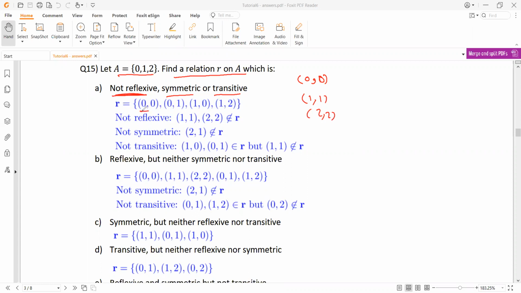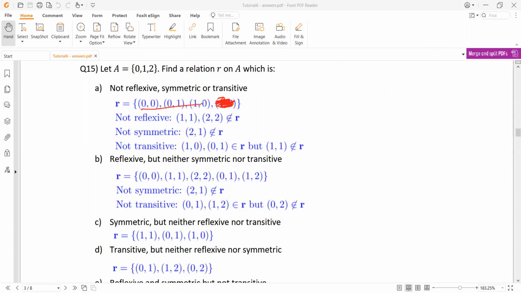So I'm gonna add 0 with 0. I'm gonna miss 1 with 1, for example, and 1 with 2. It doesn't matter. Only one of those makes the relation not reflexive. And symmetric means that if you have 0 with 1, you also have 1 with 0. Okay? And transitive, so here, for example, I'm gonna remove this one in order to be transitive, sorry.